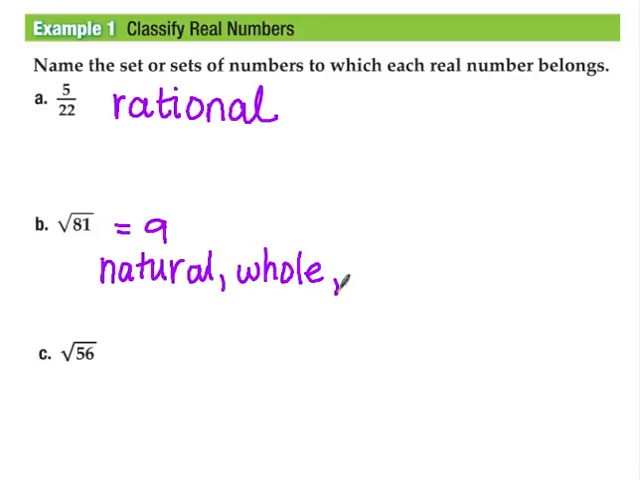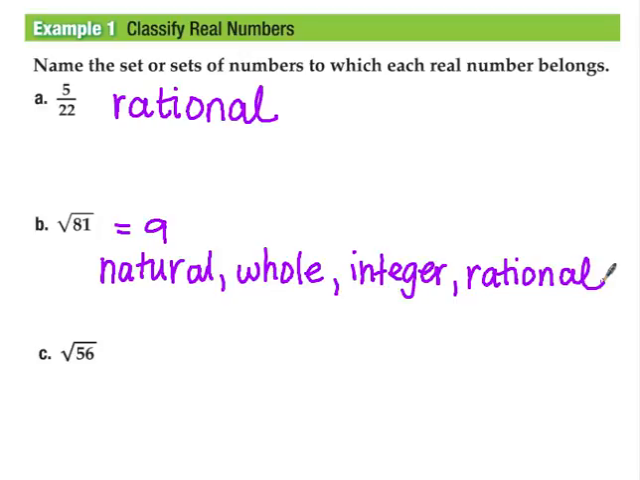So what would be next after a whole? Integer. Good. And then what's next? Rational. Very good. So if it's a natural, it's all of them. If it's a whole, it's these 3. If it's an integer, it's those 2.